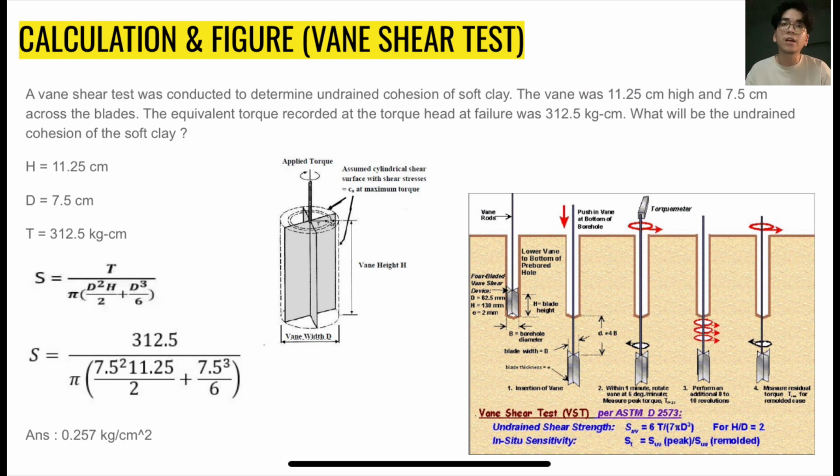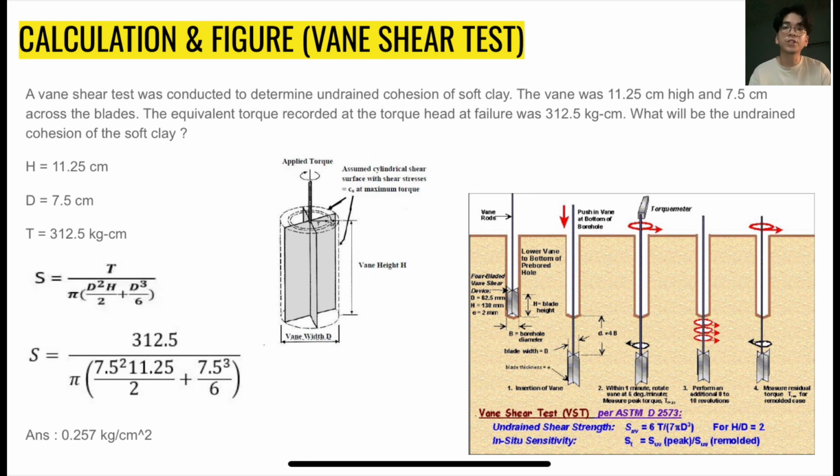For the next slide, I'll be sharing an example calculation and also a figure for the Vane shear test. So for the question below, a Vane shear test was conducted to determine the undrained cohesion of soft clay. The vane was 11.25 cm high and 7.5 cm across the blades. The equivalent torque recorded at the torque head at failure was 312.5 kilogram centimeter. What will be the undrained cohesion of the soft clay?